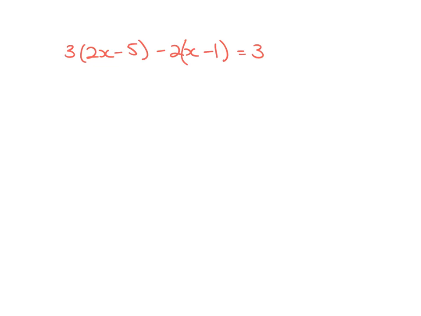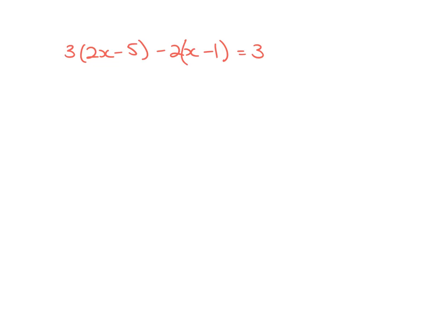Get rid of the 3 and the negative 2? We could do that. Or we could expand it. In this case, because there's multiple brackets, I would think honestly probably expanding is the easiest thing, and then we can collect like terms.